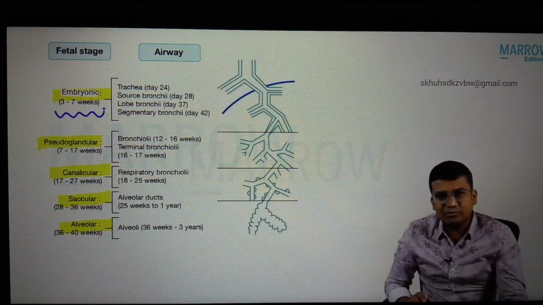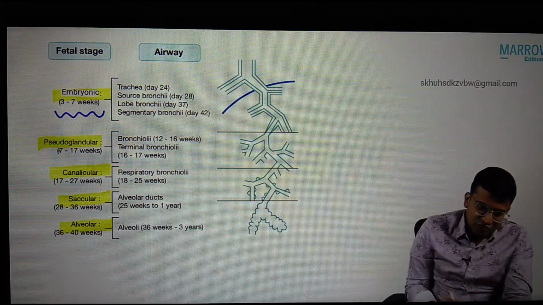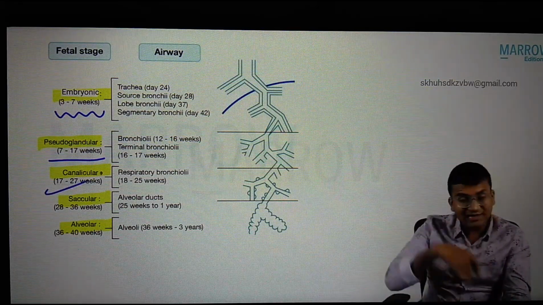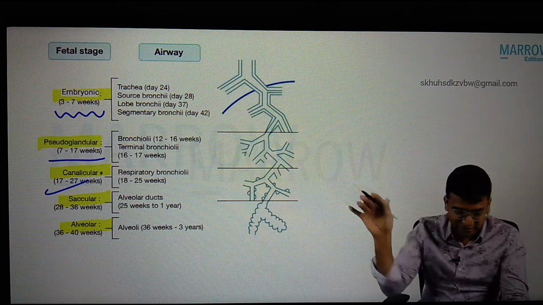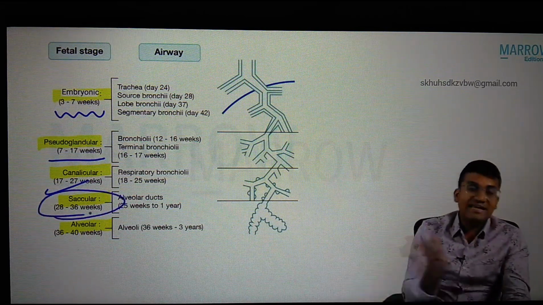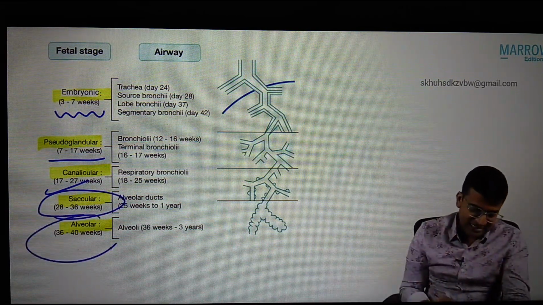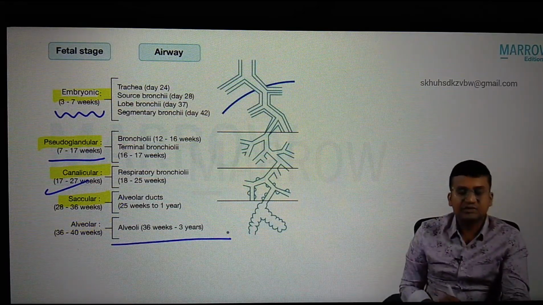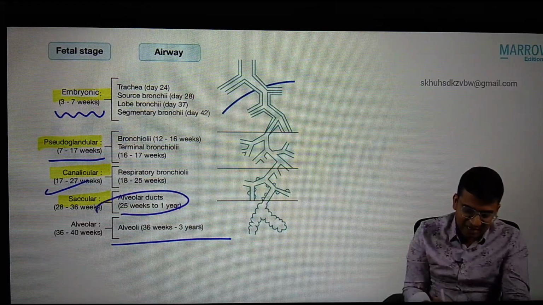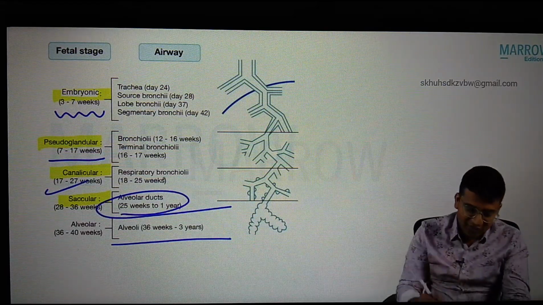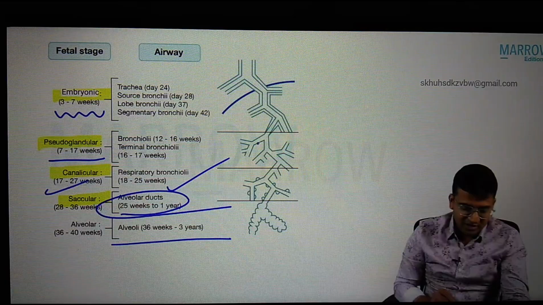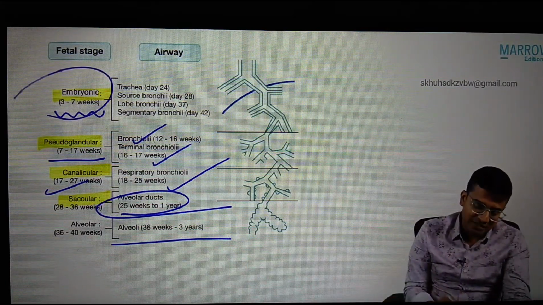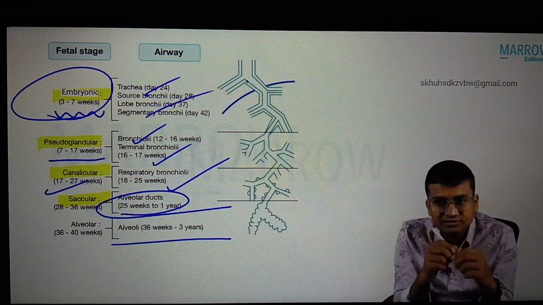Now, the embryonic stage is up to 7 weeks, 3rd week to 7th week. Pseudoglandular stage, 10 weeks, 7th week up to 17th week. Canalicular, another 10 weeks, 17th week to 27th week. Saccular stage, 28 to 36. And last, the alveolar stage. In the alveolar stage, what is formed? Alveoli are formed. In the saccular stage, alveolar ducts are formed. In the canalicular, respiratory bronchioles are formed. In the pseudoglandular stage, the bronchioles and terminal bronchioles are formed. Last, in the embryonic period, trachea and bronchus are formed.